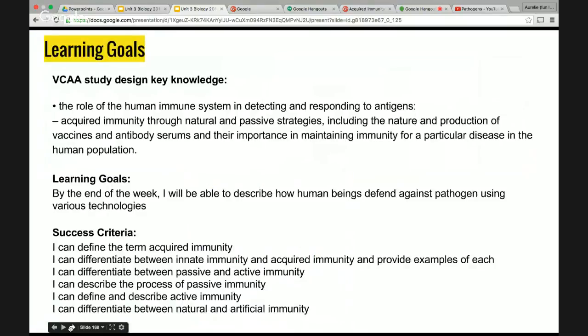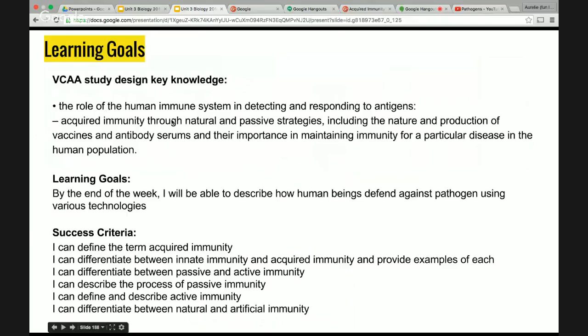So here's the VCA study design key knowledge. You need to know about the role of the immune system in detecting and responding to antigens. And you need to know about acquired immunity through natural and passive strategies, including the nature and production of vaccines and antibody serums and their importance in maintaining immunity for a particular disease in the human population. This comes from the VCA study design, okay?